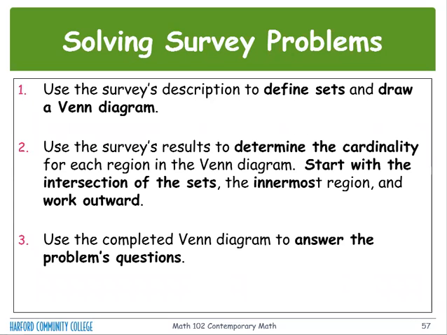There are three steps in solving survey problems. The first step is to use the survey's description to define sets and draw a Venn diagram. Step two, use the survey's results to determine the cardinality for each region in the Venn diagram. Start with the intersection of the sets, the innermost region, and then work outward. Step three, the last step, use the completed Venn diagram to answer the problem's question.